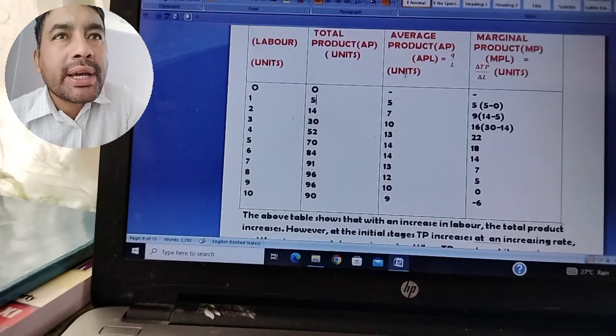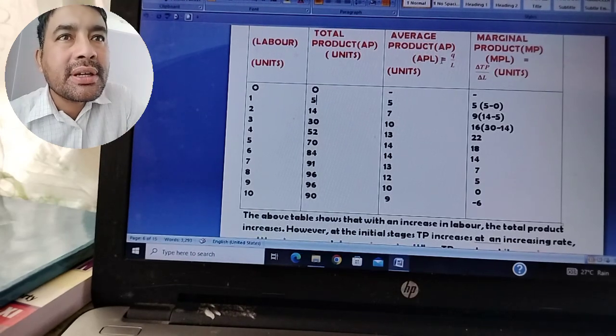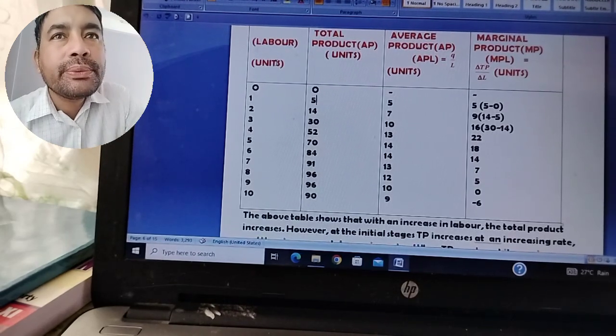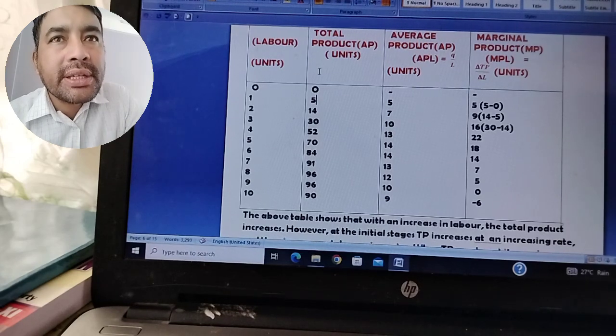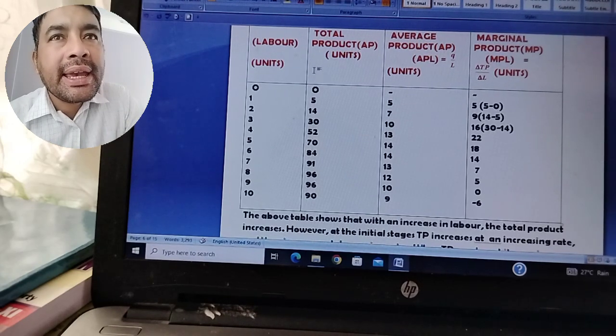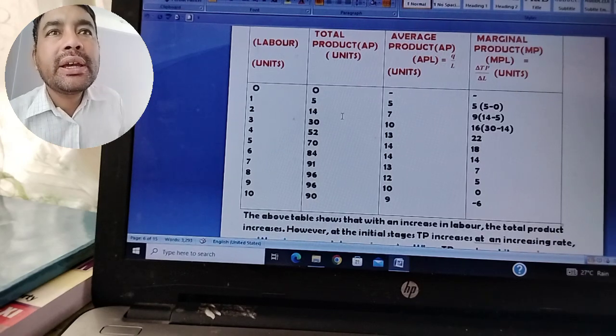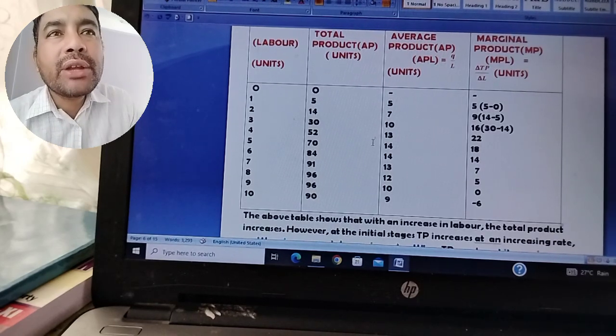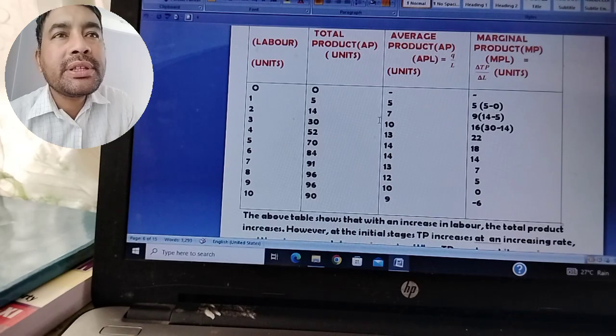In order to calculate average product, you have to divide Q by L. So this is Q, total product. This should be divided by L. L is the unit of labor. Okay. This is the average product. Then how can you find out marginal product? Marginal product means change in output due to change in one unit of input.